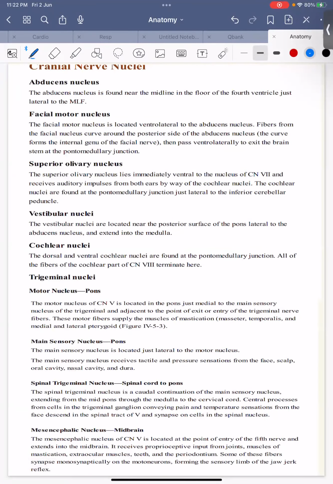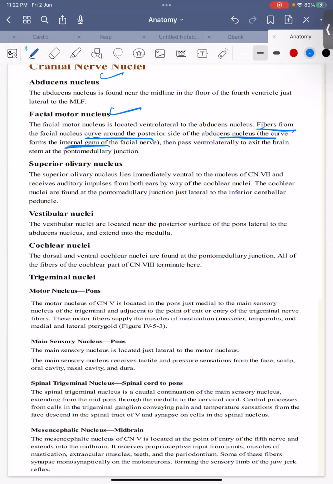Now, the cranial nerve nuclei in the pons: we have the abducens nucleus. Then we have the facial motor nucleus. Now I told you, fibers from the facial nucleus curve along the posterior side of the abducens nucleus. This forms the internal genu of the facial nerve. The superior olivary nucleus is located in the ventral part; it lies ventral to that of cranial nerve 7. It is important.